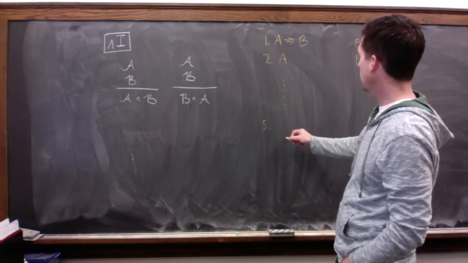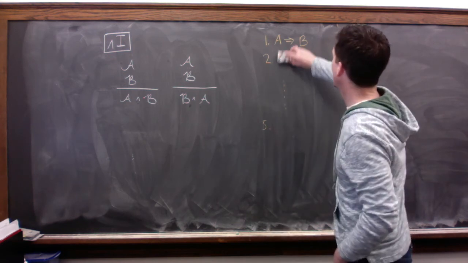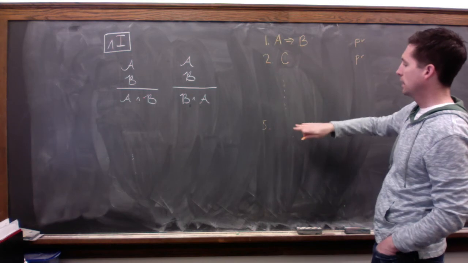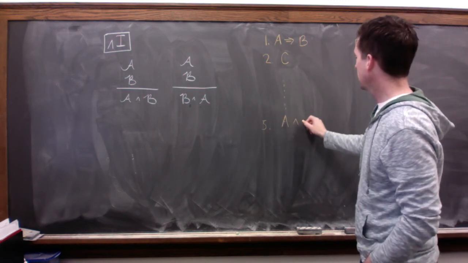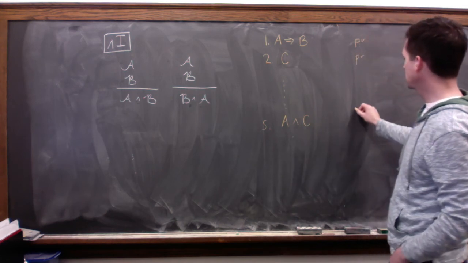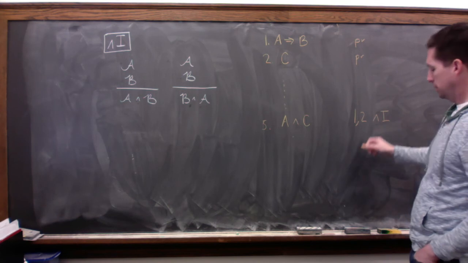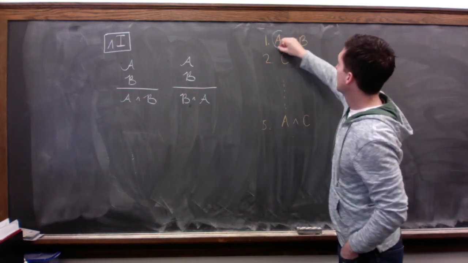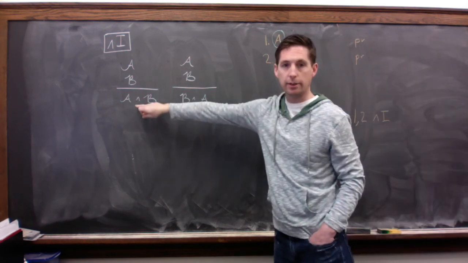And suppose I did the following. Sorry, I want this to be C. So A arrow B, and C. And now we're down at line 5, say, and I do the following. I say, well, I want to write down A and C, and that follows from 1 and 2 by AND in. Because, after all, I've got A here, and I've got C here, and AND in says I can put them together with an AND.